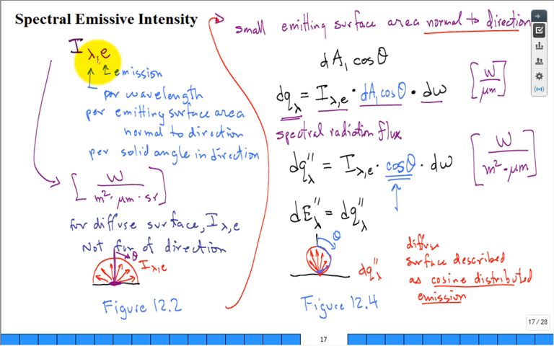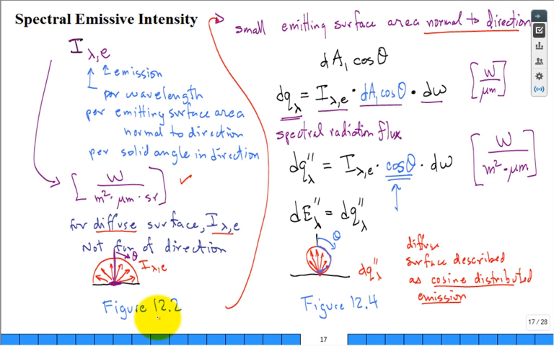If you see the I, what's that for? Intensity. Lambda, spectral, meaning it's a function of wavelength. E for emission. We did the same thing for the emissive power. Funny units. What they'll say is for a diffuse emitter, diffuse surface, this is not a function of direction, and we like that because it simplifies the mathematics.